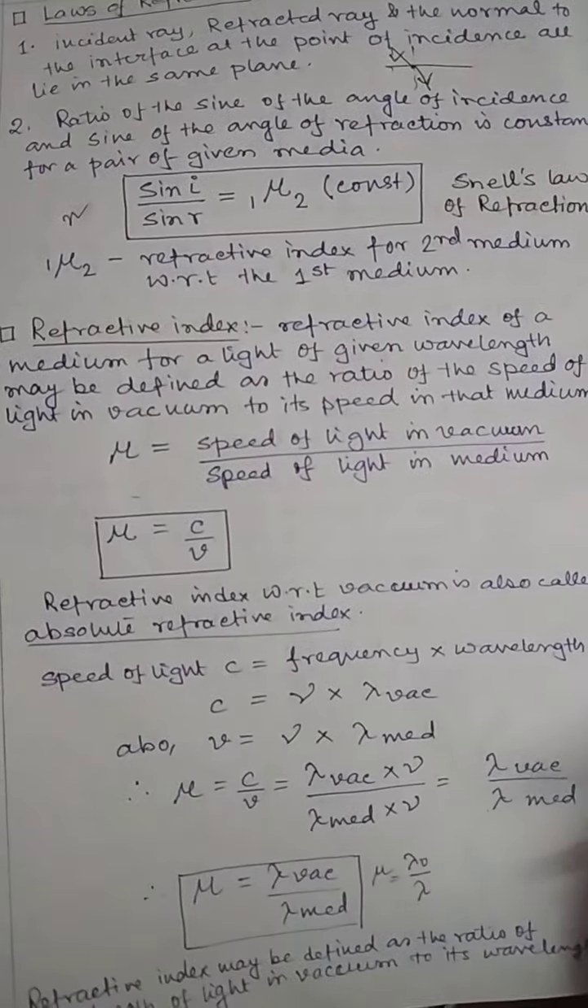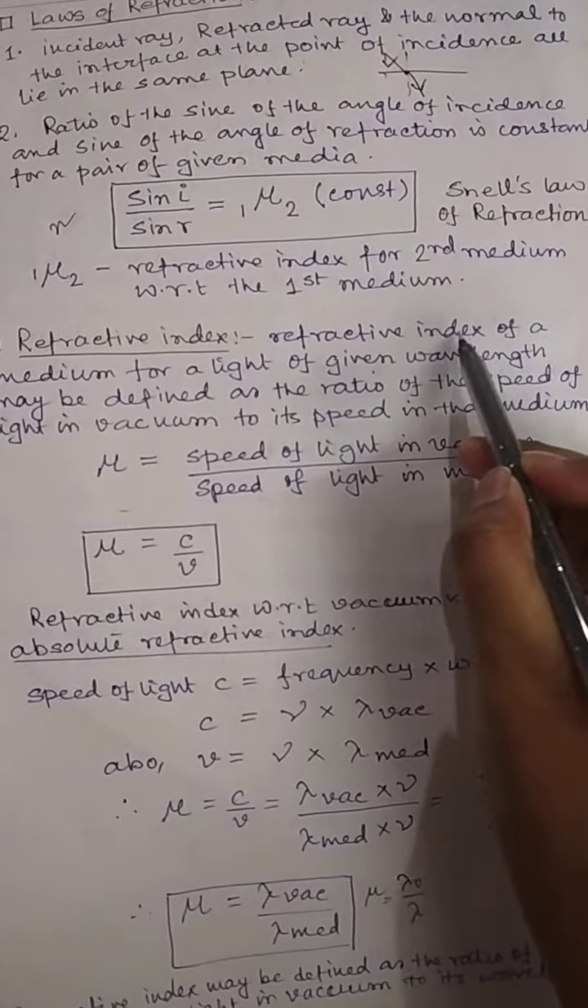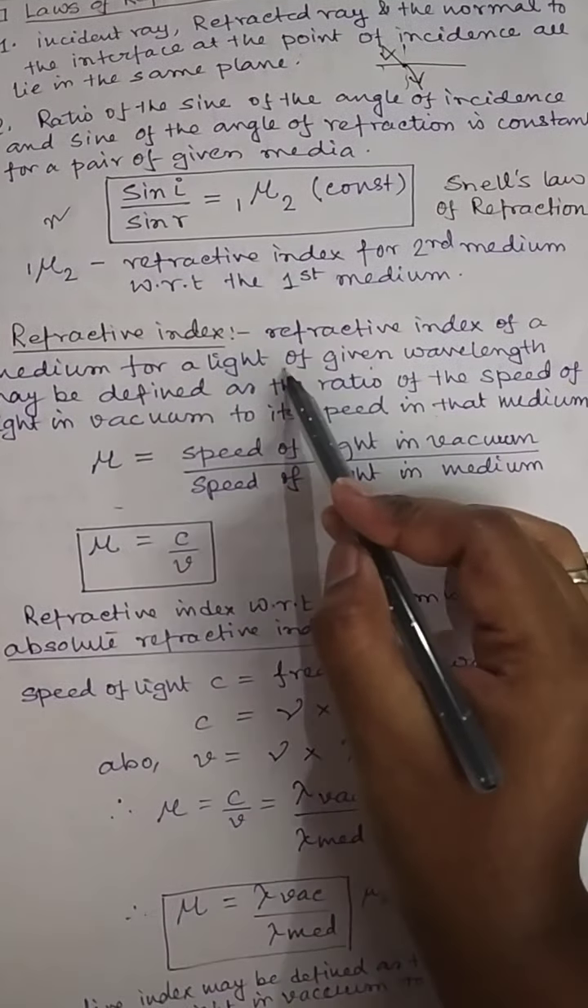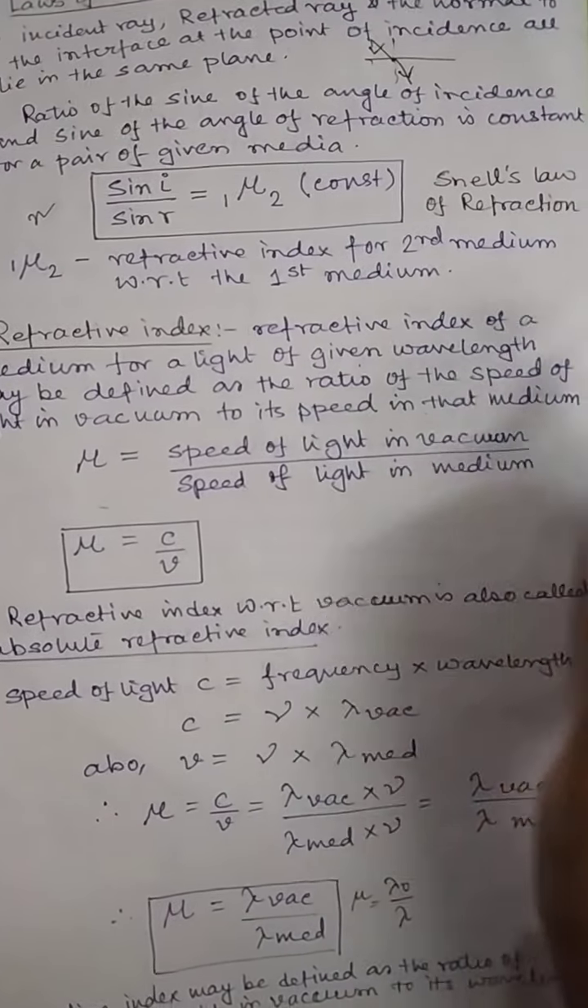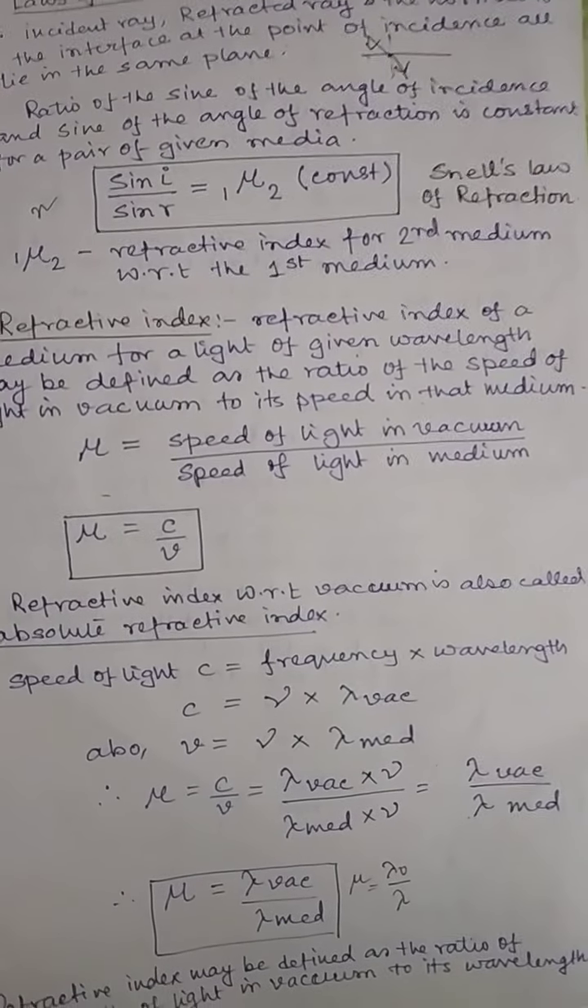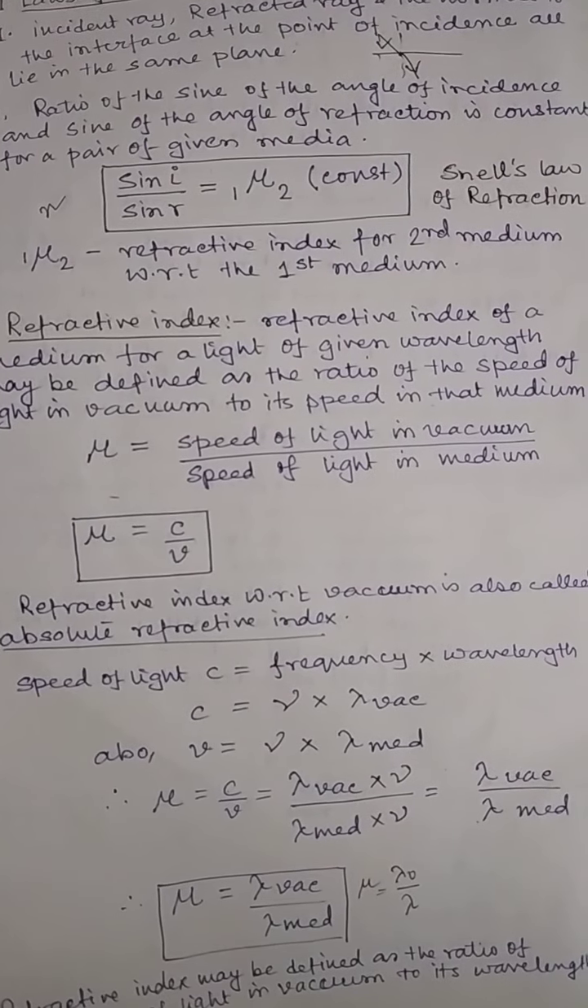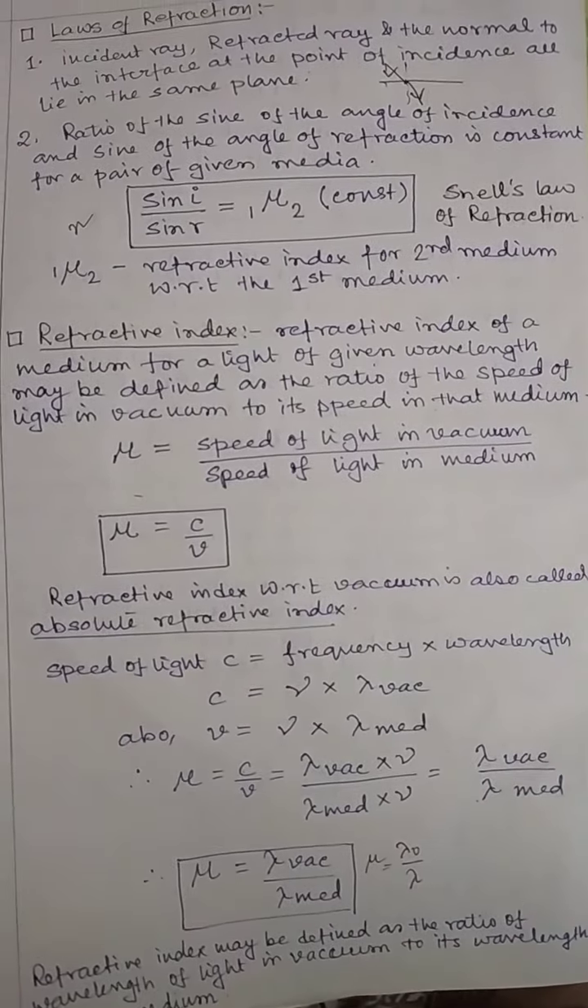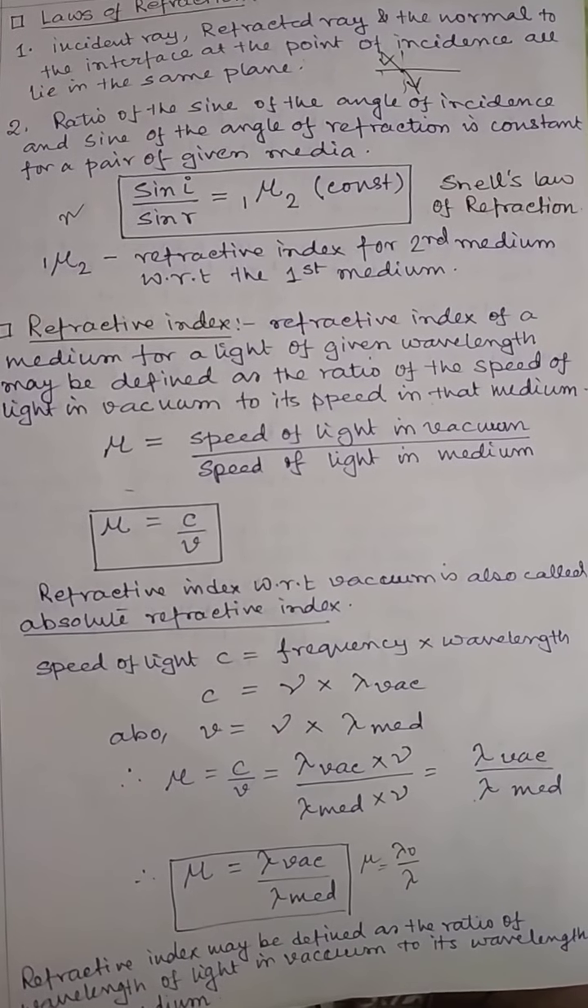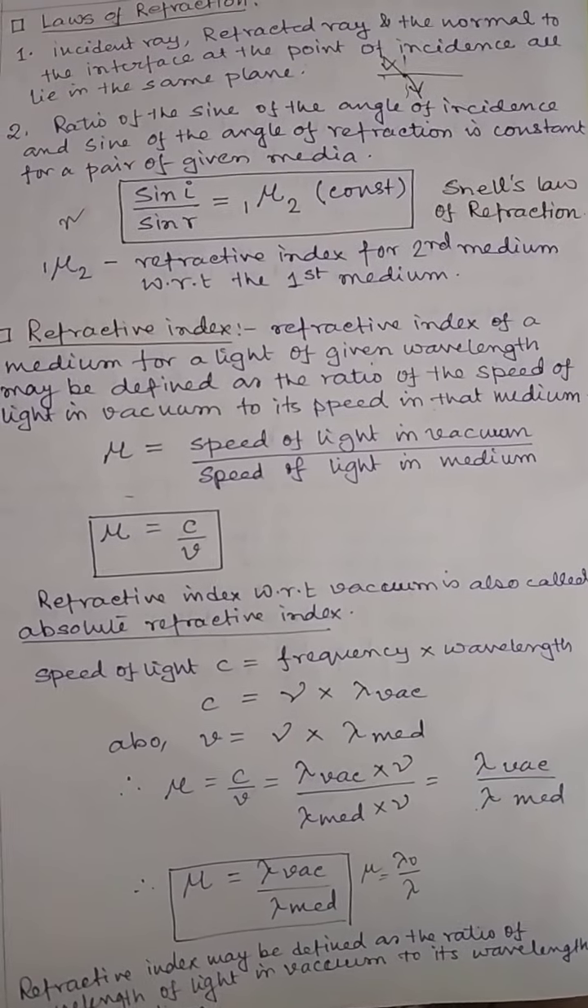Now let's see what refractive index is. So the refractive index of a medium for a light of given wavelength, if you take a light of a particular given wavelength, may be defined as the ratio of speed of light in vacuum to its speed in that medium.